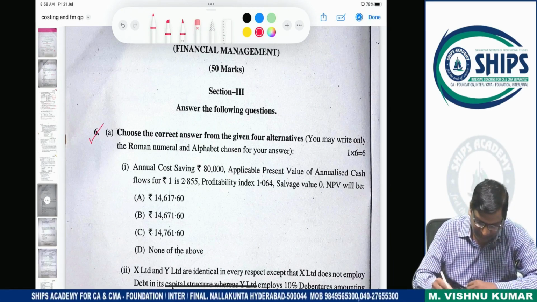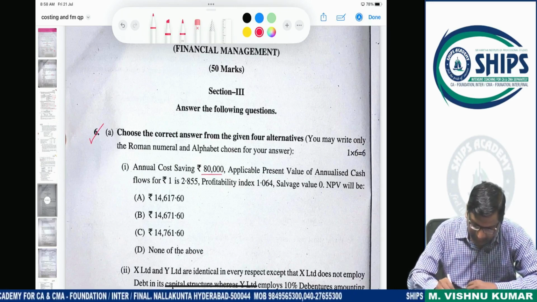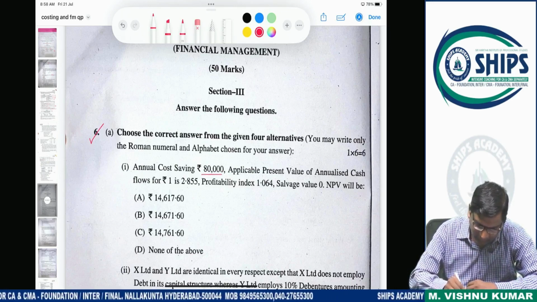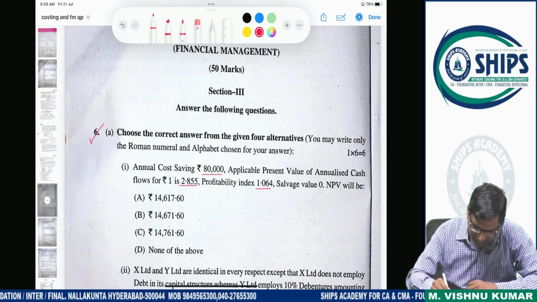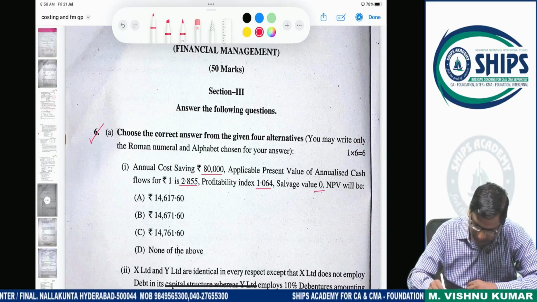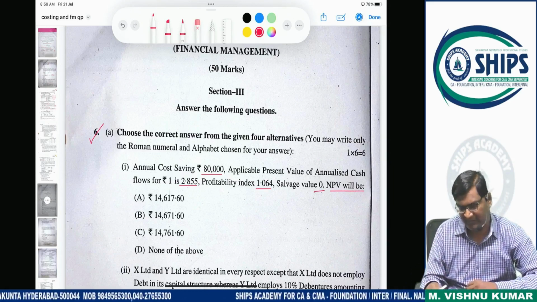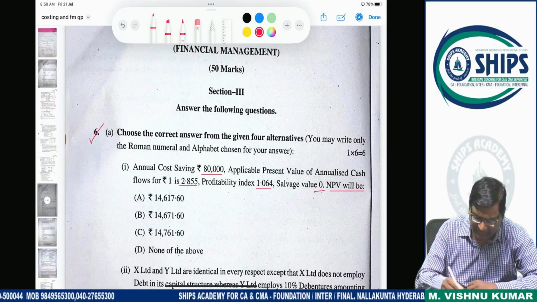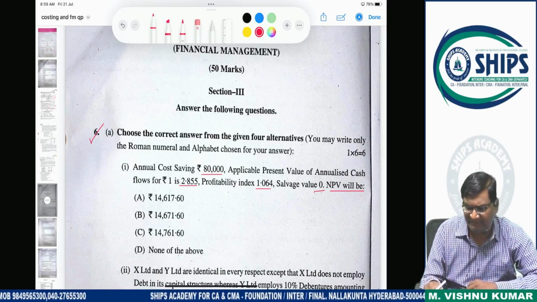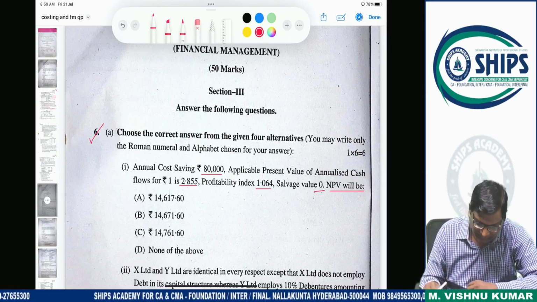Now in this question, they have given annual cost saving, applicable present value of annualized cash flow 2.855, profitability index 1.064, and we have to find out NPV. This question can be solved in 2 different ways, because 100% data is not given here. Some assumptions are required to solve it.